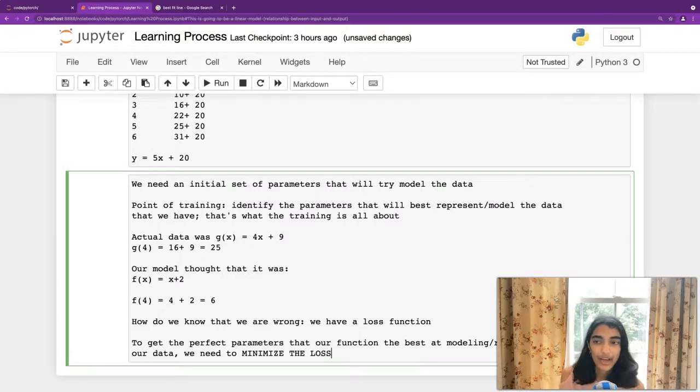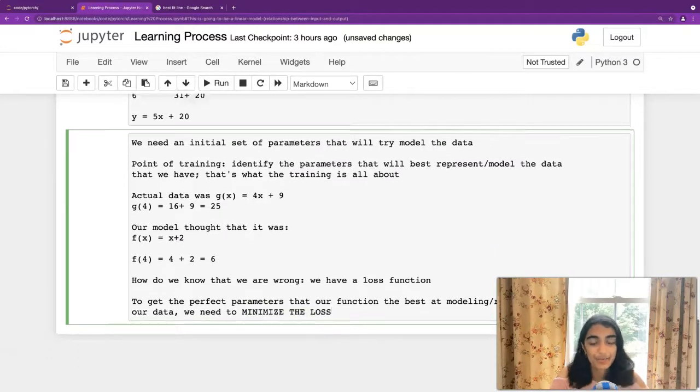But yeah, I might need to make some calculus videos for machine learning, and just to explain what that means. Okay, so we need to minimize the loss function. We want to make our loss the smallest it can possibly be.